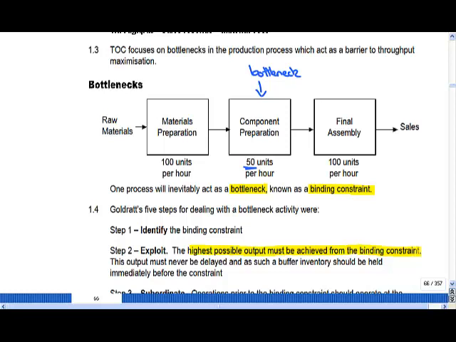Now we never want that to be delayed, so because of that we will have a little bit of buffer stock immediately before the constraint. If some of the units that come through aren't the desired quality, we've got to scrap them. If there's nothing there just prior to this process, we can't then make 50 units. If we've scrapped 2, we're only going to make 48. So we will have a little bit of buffer stock immediately prior to the bottleneck, but we don't want any other stock in our process at all.